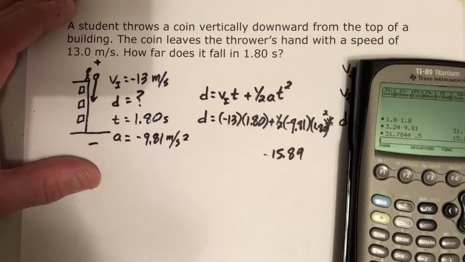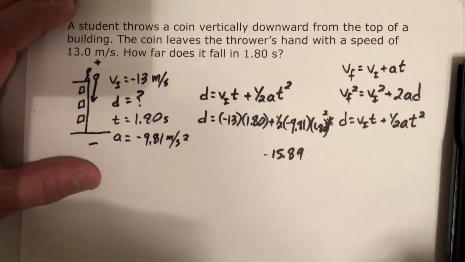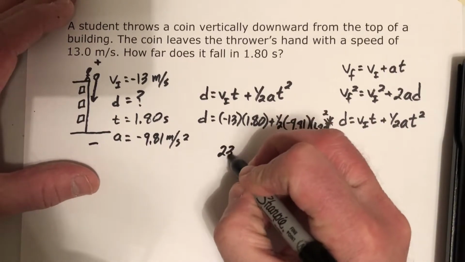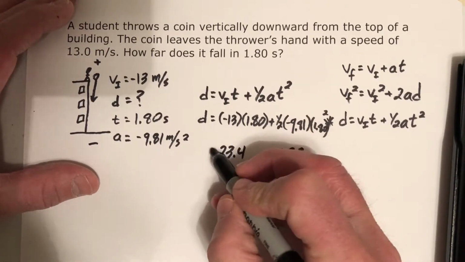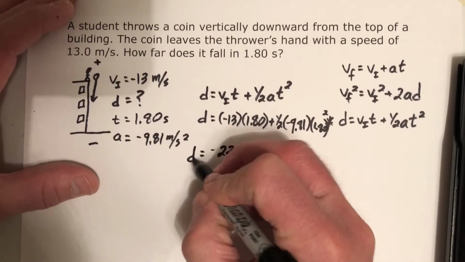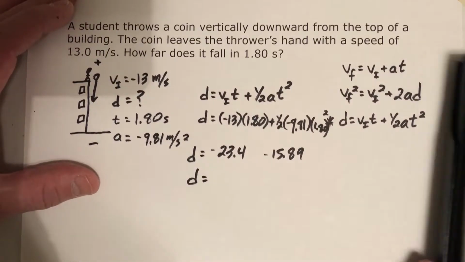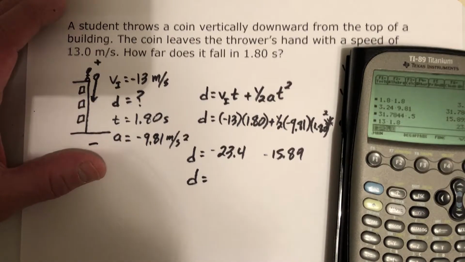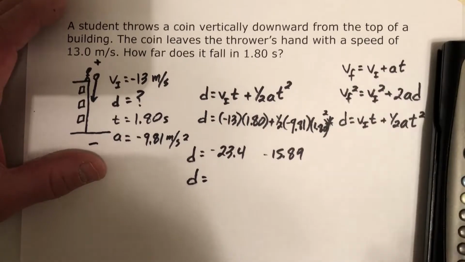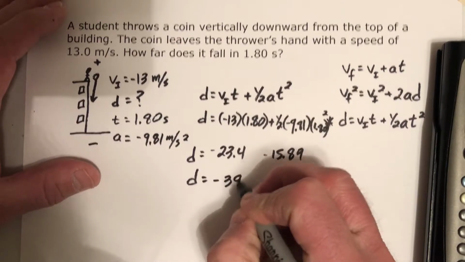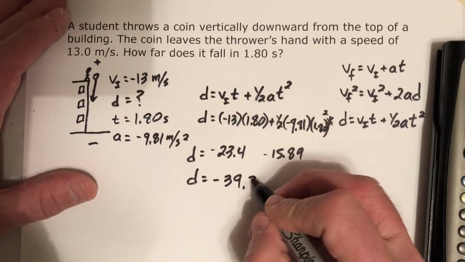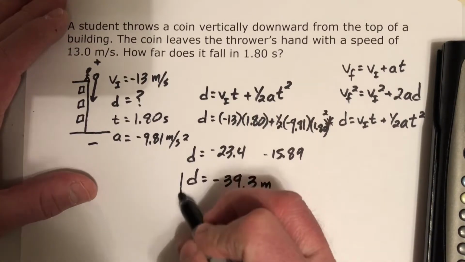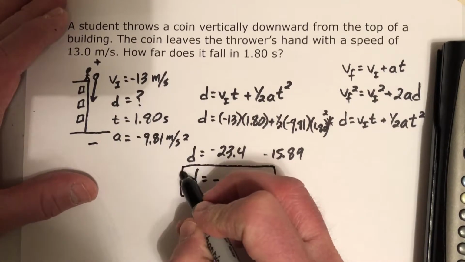Do a little math here. We get 13 times 1.8 equals, I get 23.4, and that is also a negative. So my displacement then becomes negative 23.4 minus 15.89, which gives me a negative 39.3, and that would be meters. And that is our answer.